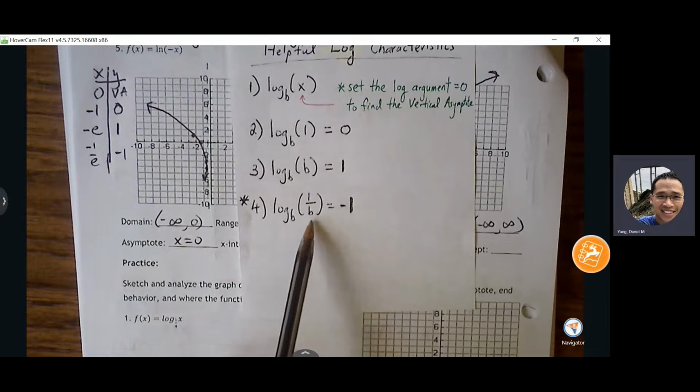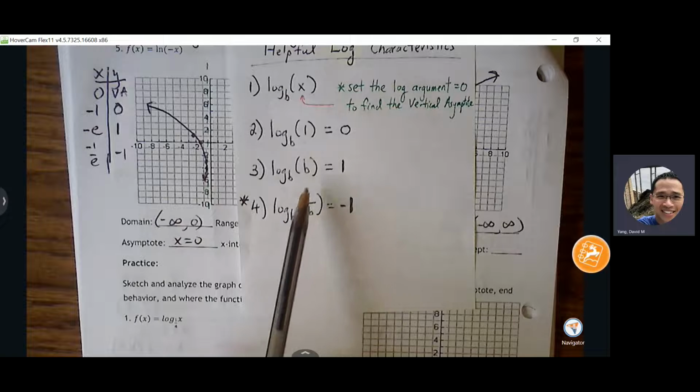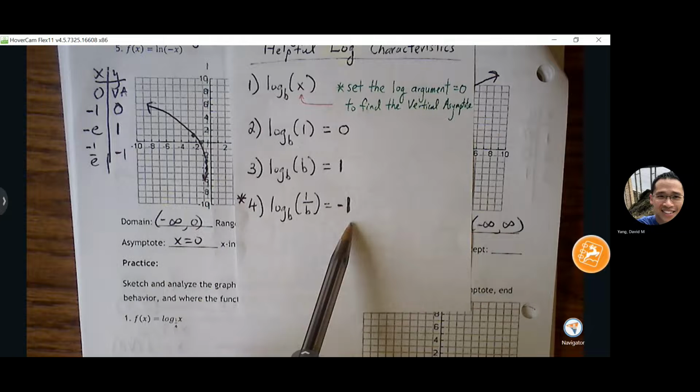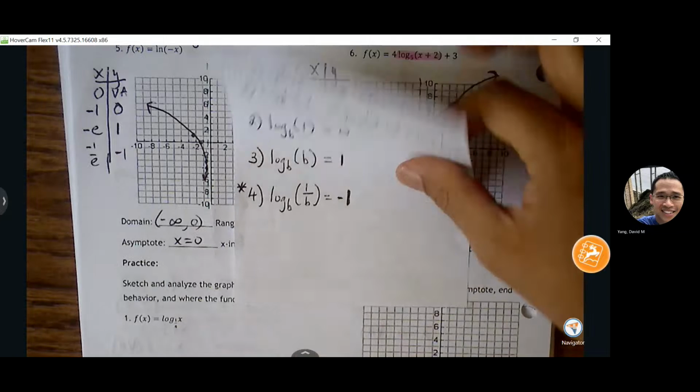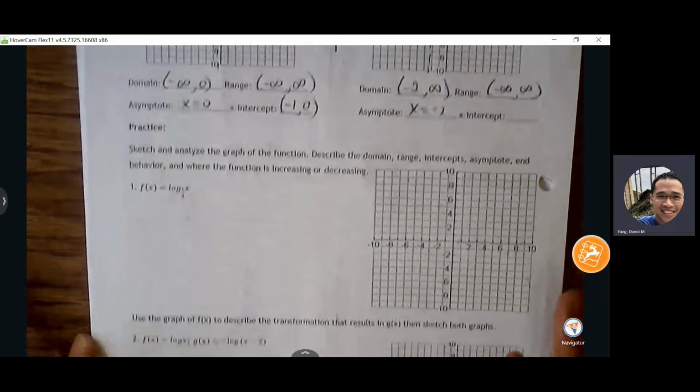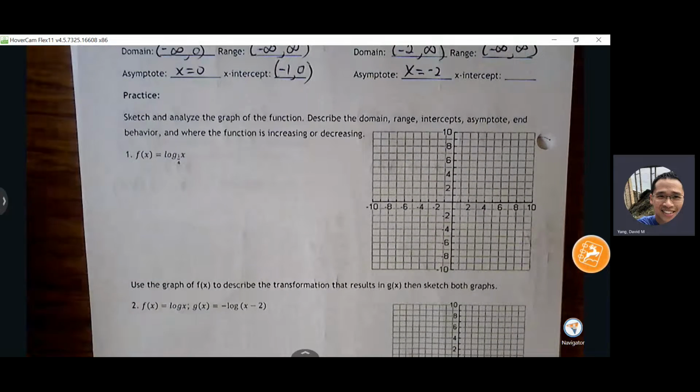And then this one is not as important, but it's just good to know. Whatever will cause your parentheses to be the reciprocal of your base, then this value will just become -1. Okay. So let's see if we can continue practice on the bottom half of page 24.